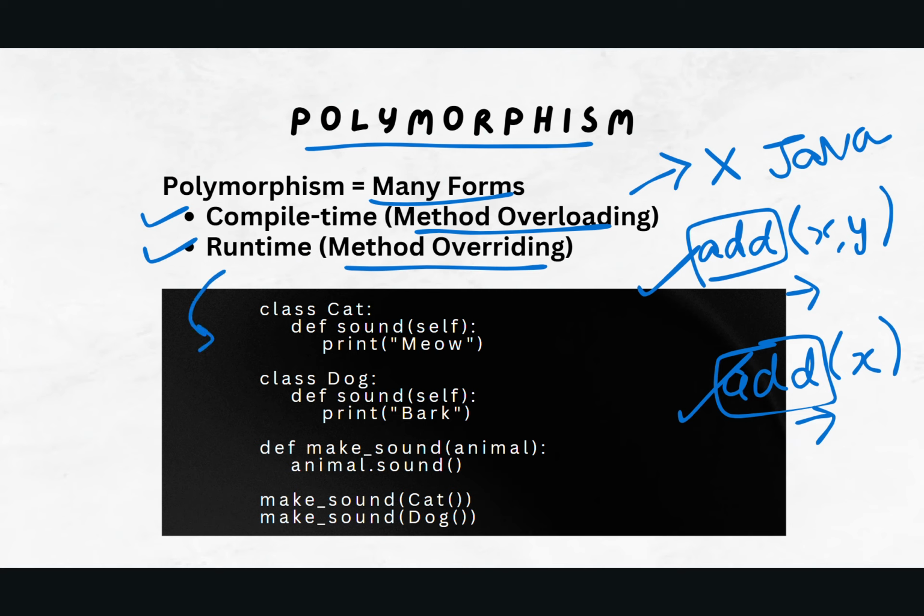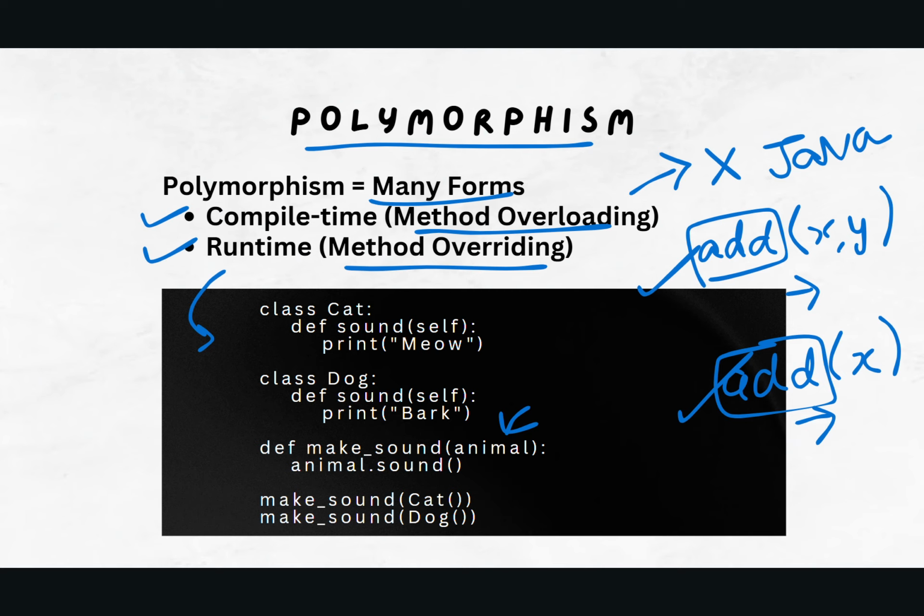So let's see this code here. We have a class called cat which has a sound function which prints meow. We have a dog class for which we have the same function called sound, but this prints bark. And we have a normal random function, which is make sound, and it takes in an animal object and then it prints animal dot sound.